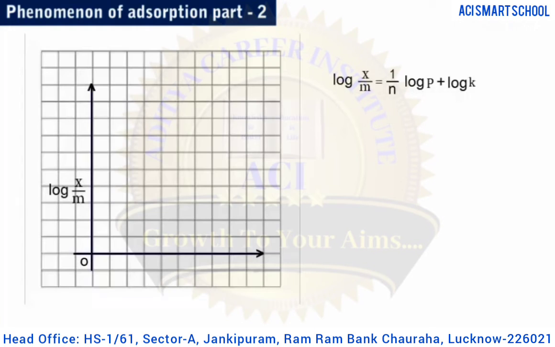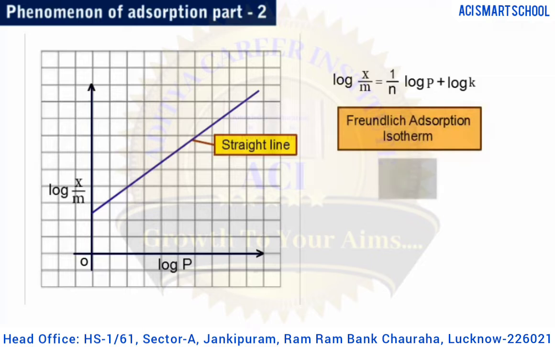So, we plot a graph between log x by m and log p. If it is a straight line, then we say that the Freundlich adsorption isotherm is valid, otherwise not. Note here that the intercept on the y-axis is equal to log k, and the slope of the straight line gives the value 1 by n.